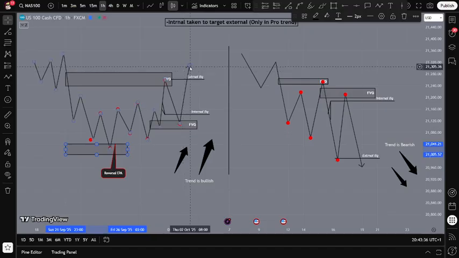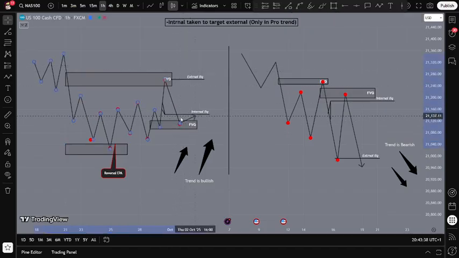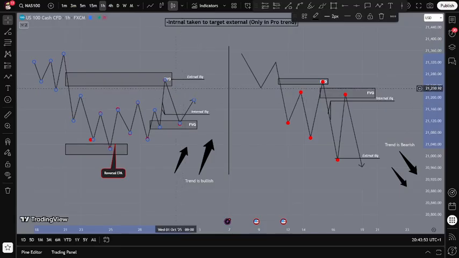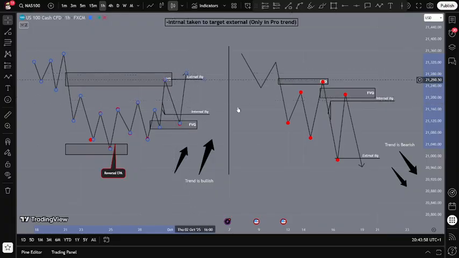So this one is when market is below here, when it sweeps this internal liquidity. This is the only time where you can trade from an internal to an external, but only in pro trend. So after sweeping an internal, you can target an external, but set some internal break even or have some partials. So from here you can target this external high.